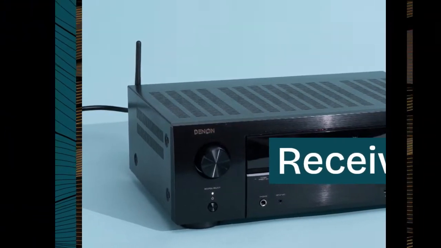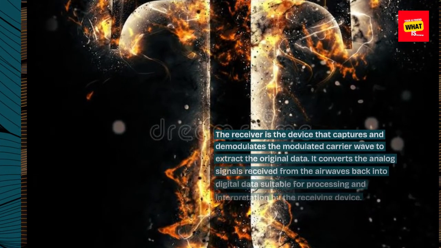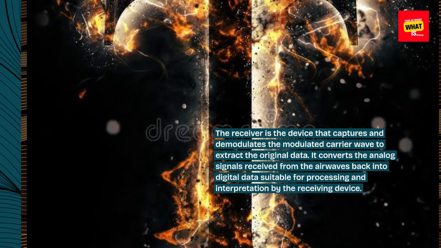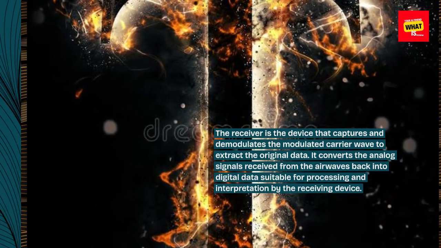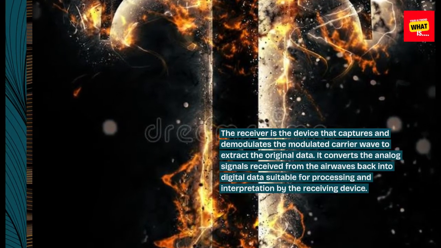Receiver. The receiver is the device that captures and demodulates the modulated carrier wave to extract the original data. It converts the analog signals received from the airwaves back into digital data suitable for processing and interpretation by the receiving device.